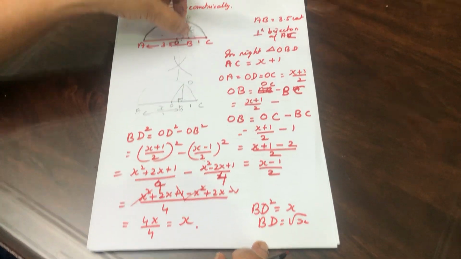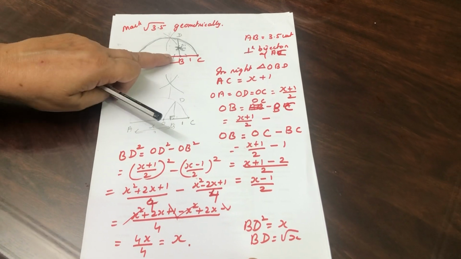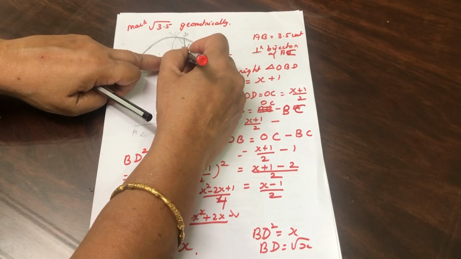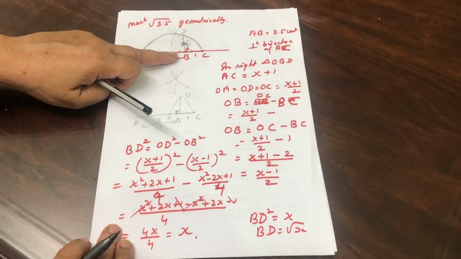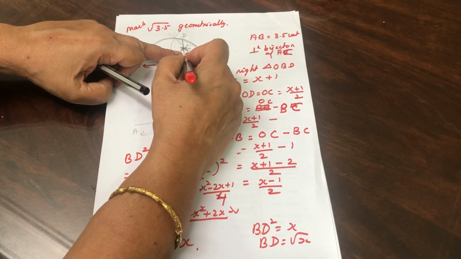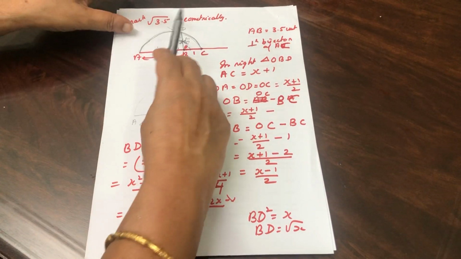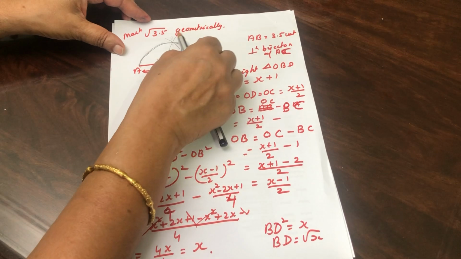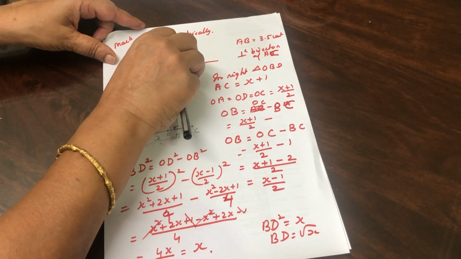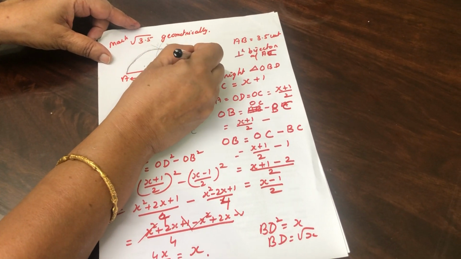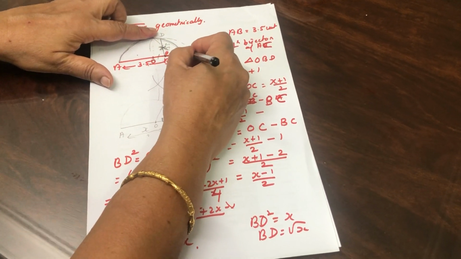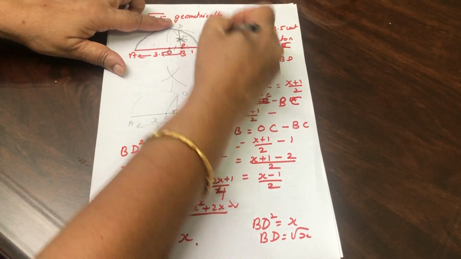Then how to represent root of 3.5 on the number line? This line BC you have to extend. You consider this B as the 0 of the number line, and C as 1 unit. Now you take your compass and put it at O as center, OD as radius. You draw an arc like this. BD should be equal to this point P.